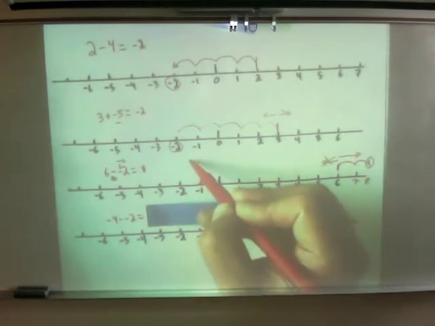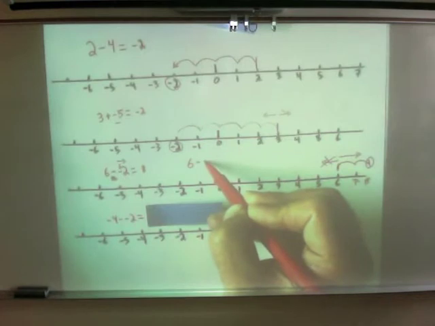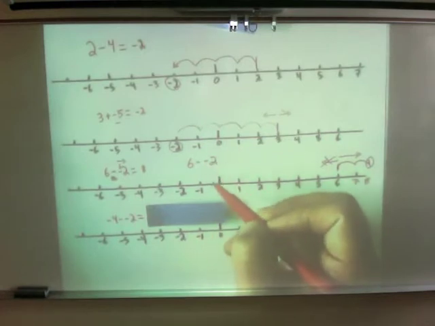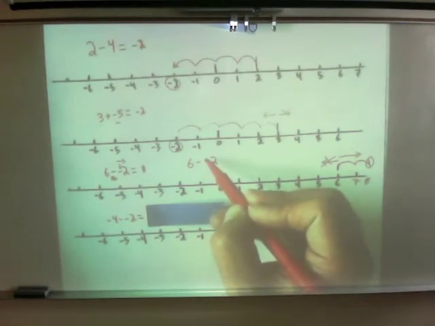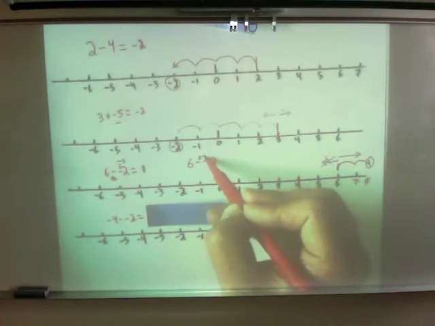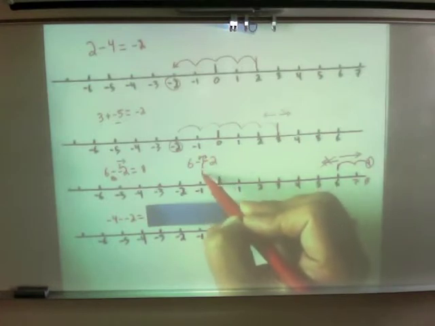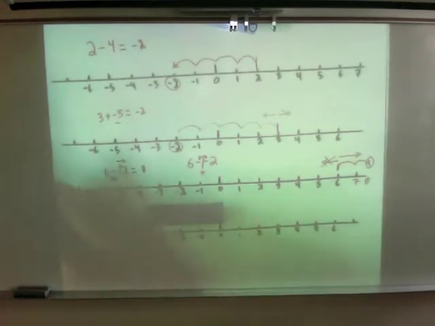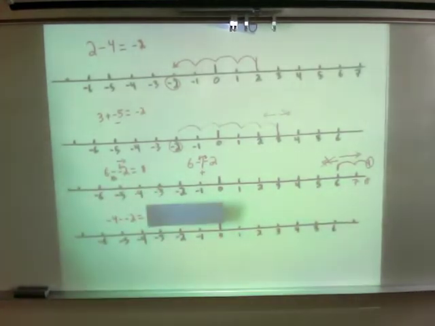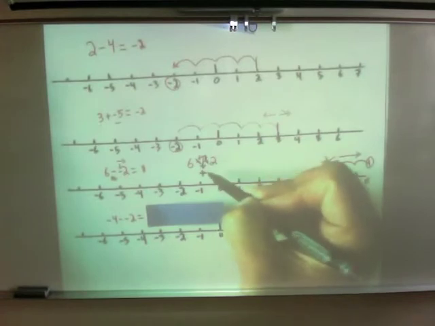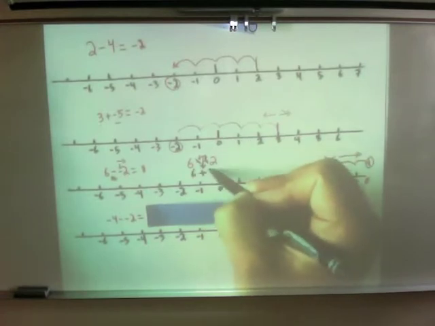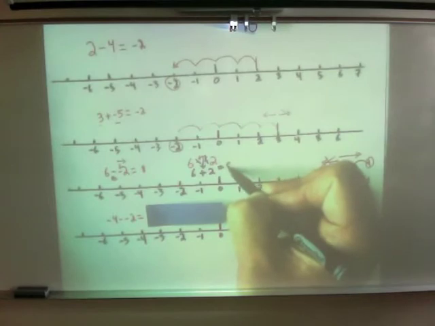Now let me try to explain this just using the algorithm. If we have 6 minus a negative 2, what we can think of in our mind is that we can combine these two negatives right here and make it a positive. Essentially, all we're doing is replacing these two negatives and making it a positive. So now it's 6 plus 2, and that equals 8.